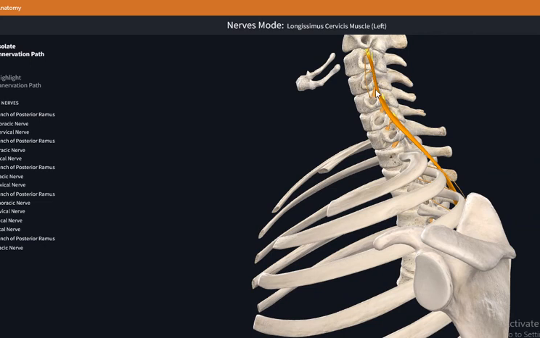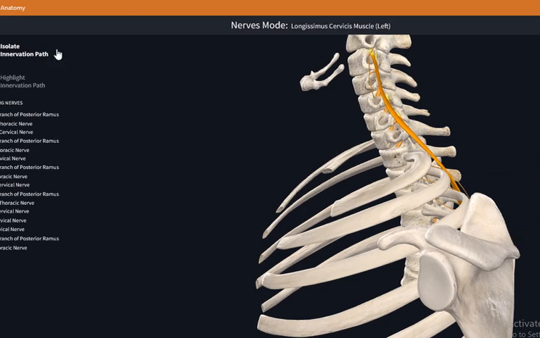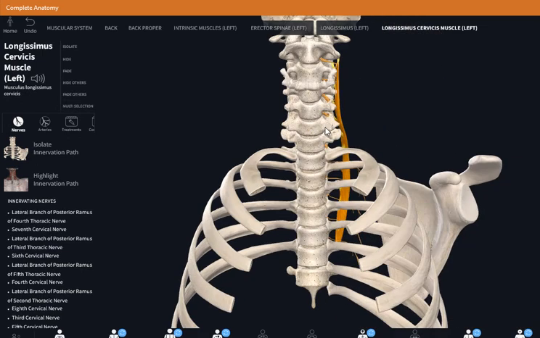At this position is going to be C3. At this position is going to be C4. At this position is going to be C5. At this position is C6. You need to know that all of the spinal nerves are going to be posterior rami.